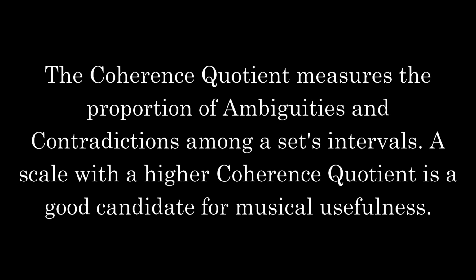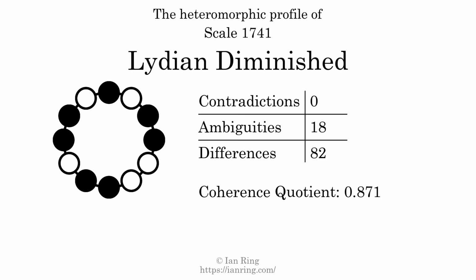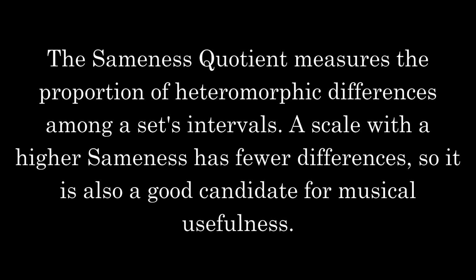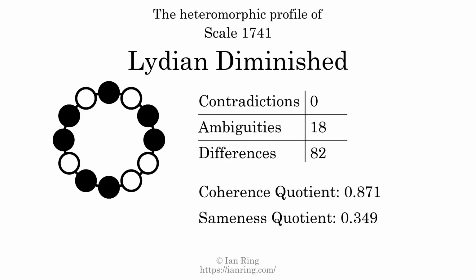The coherence quotient measures the proportion of ambiguities and contradictions among a set's intervals. A scale with a higher coherence quotient is a good candidate for musical usefulness. The coherence quotient is 0.871. The sameness quotient measures the proportion of heteromorphic differences among a set's intervals. A scale with a higher sameness has fewer differences, so it is also a good candidate for musical usefulness. The sameness quotient is 0.349.